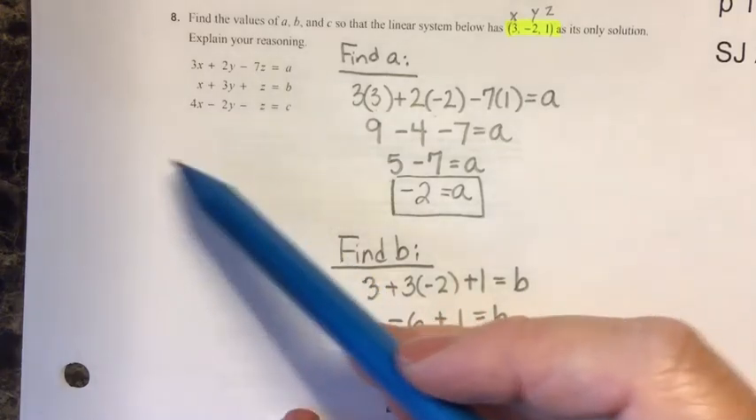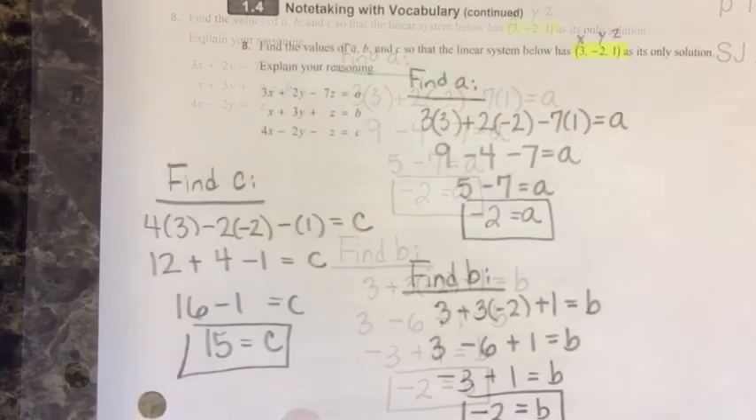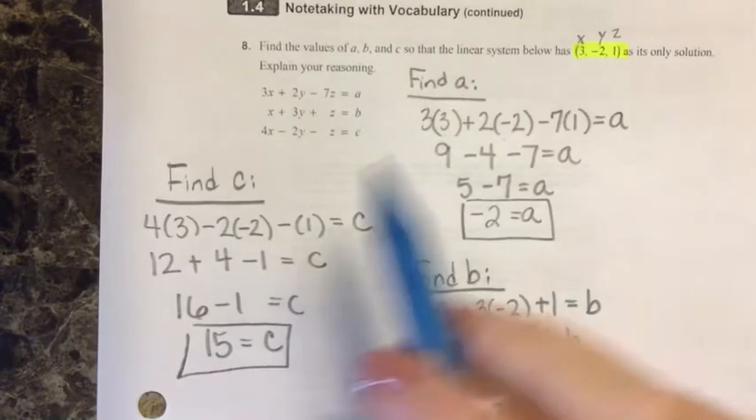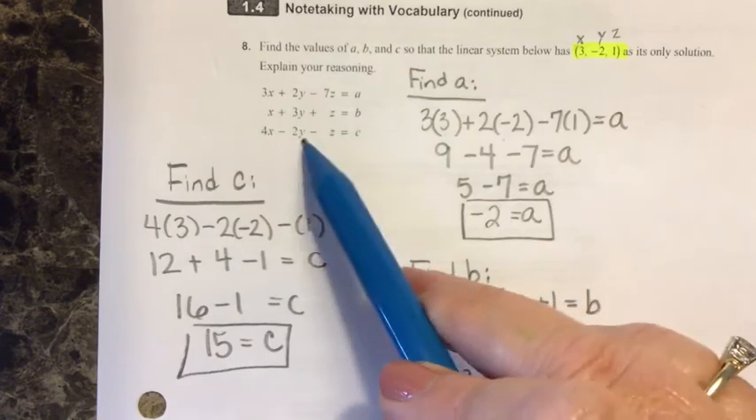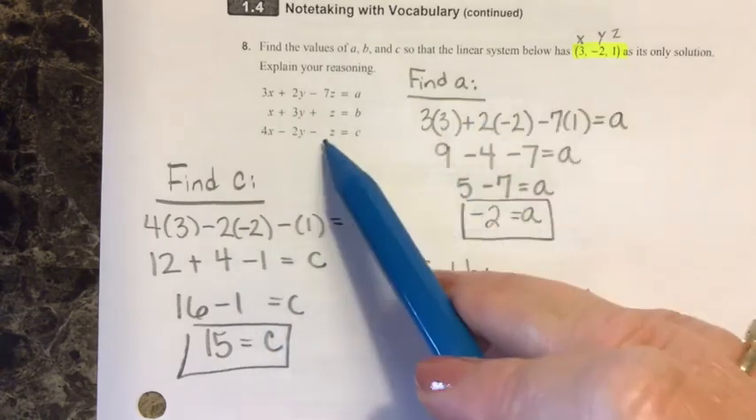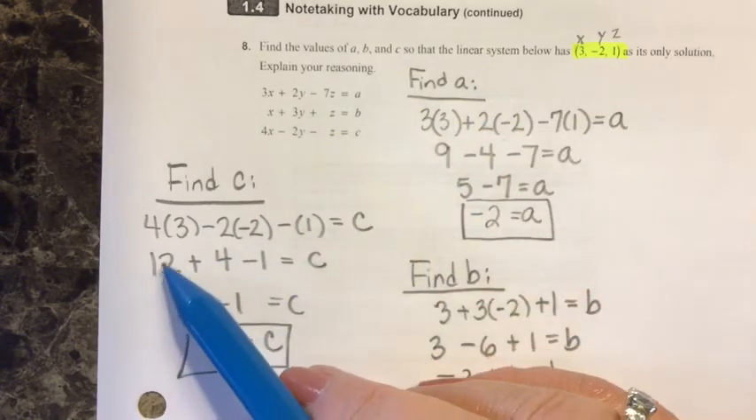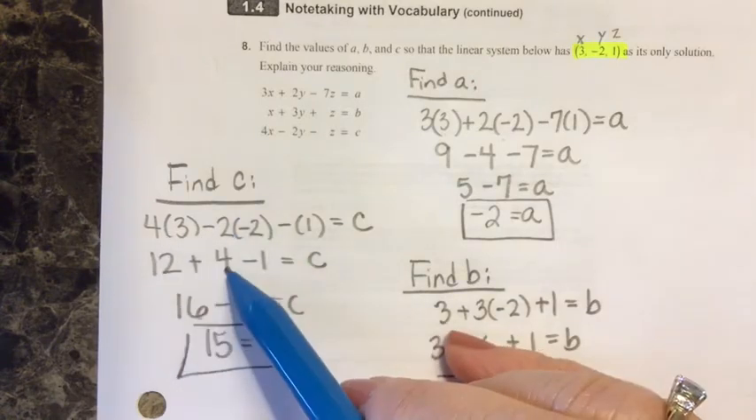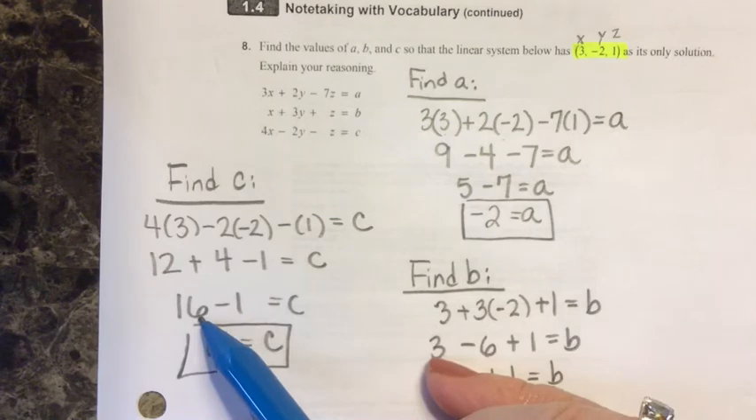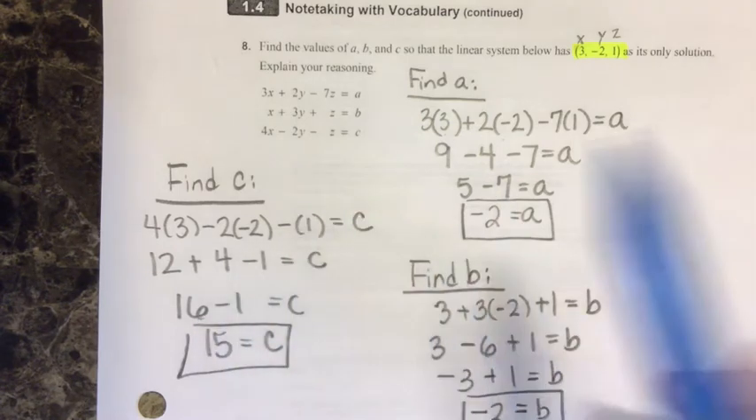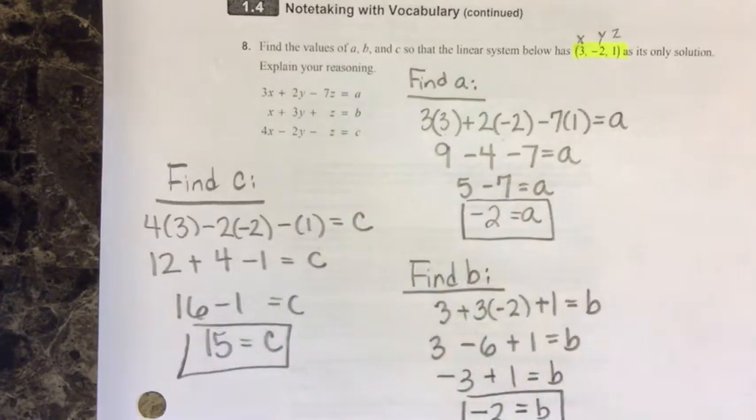Now in this space, I'm going to find C. For my final step for number 8, I substituted 3 in for x, -2 in for y, and 1 in for z. I used order of operations and I multiplied first. Then I added these two to get 16, subtracted 1, and I got C to be 15. That's the final part of our lesson.